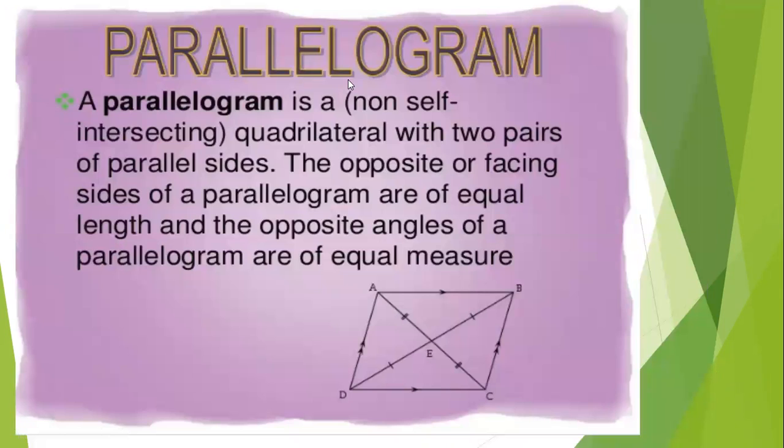A parallelogram is also a quadrilateral, with two pairs of sides which are parallel. For example, the side AB, which runs from here to here, is parallel to this side, and the side AD is parallel to the side BC, as you can see. So the opposite sides are always parallel to each other, as you can see in this diagram.